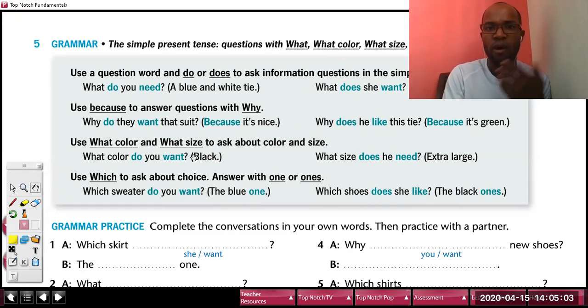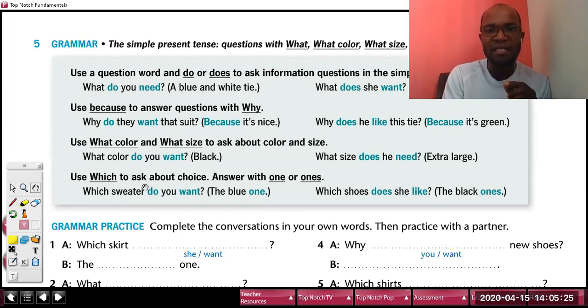What color or what size? To ask about color or size. What color do you want? What color do you prefer? You know, black, green, blue. What size does he need? Extra large, large, medium, small.